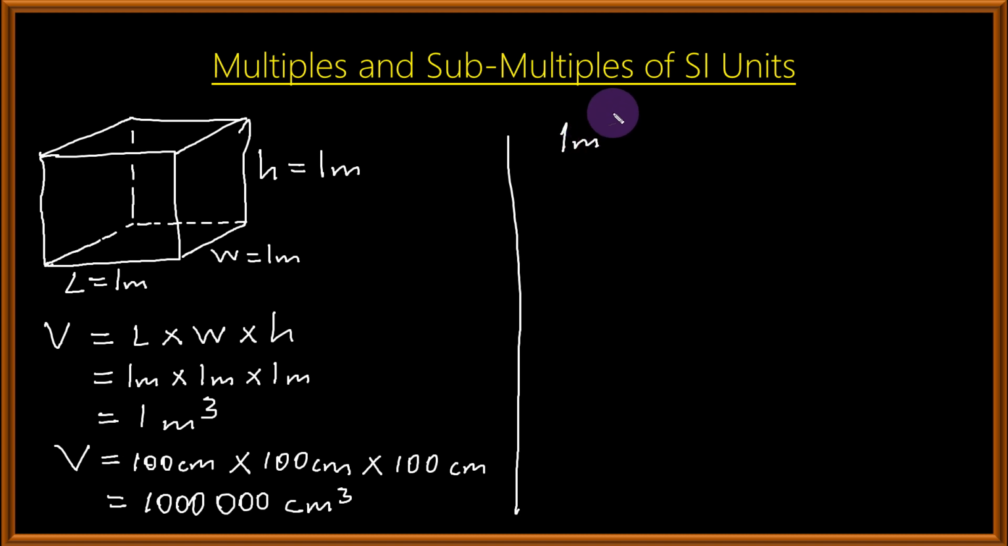So 1 meter cubed is equal to 1 million centimeters cubed. So this is how you can convert volume from meters cubed into centimeters cubed.